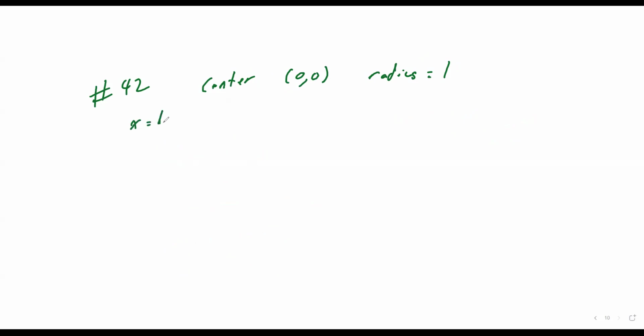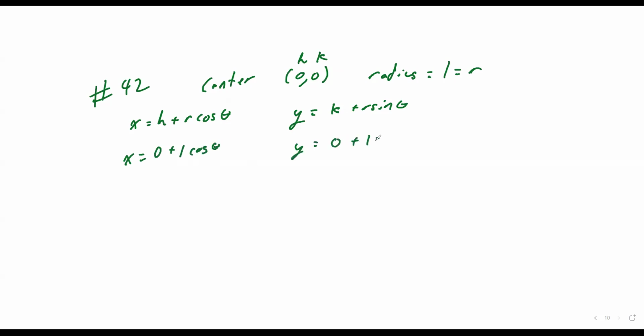So x is equal to h plus r cosine theta. Y is equal to k plus r sine theta. This is your h and k. So whatever center is given to you, this is your h and k, and of course your radius is r. So then you just plug it in. So x would equal 0 plus 1 cosine theta, and then y would equal 0 plus 1 sine theta. So this would basically just be x equals cosine theta, and then y would equal sine theta. So there's your parametric equations for a situation like that.